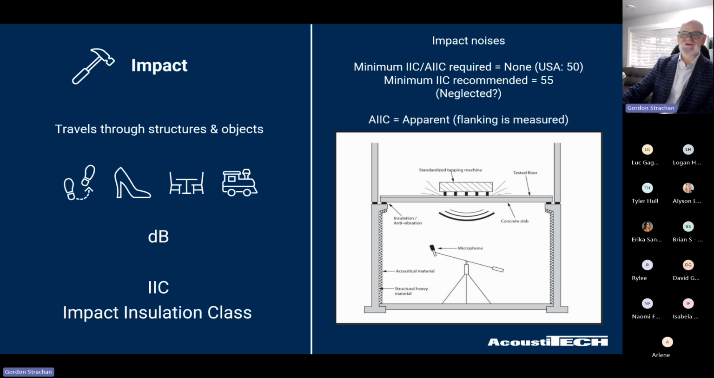And as you can see on the diagram there, that's measured more with what's called a tapping machine, which we have a bit of an illustration of later on to show you. But same type of thing. They measure the decibels at the top and how many come through the tested assembly.